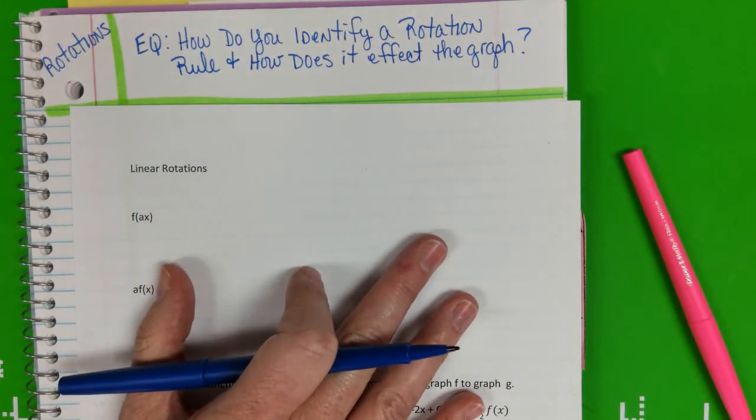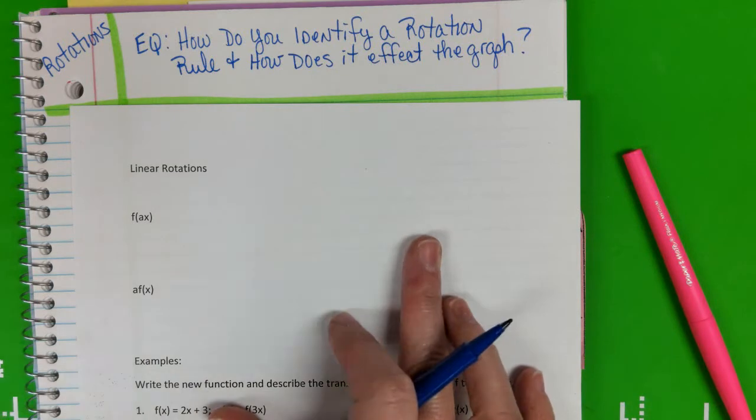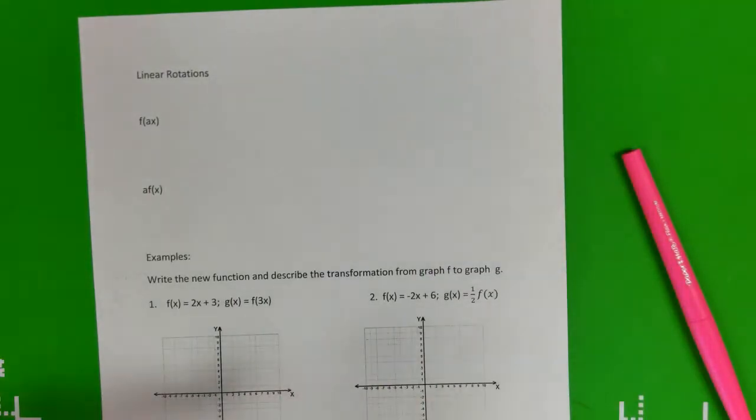Okay, our transformation rule today is talking about rotations. Your essential question is, how do you identify a rotation rule and how does it affect the graph? So please make sure you write that down, get your notebook set up, and pause the video as needed.